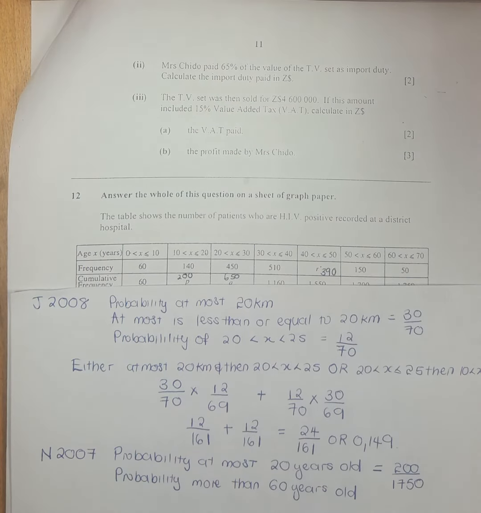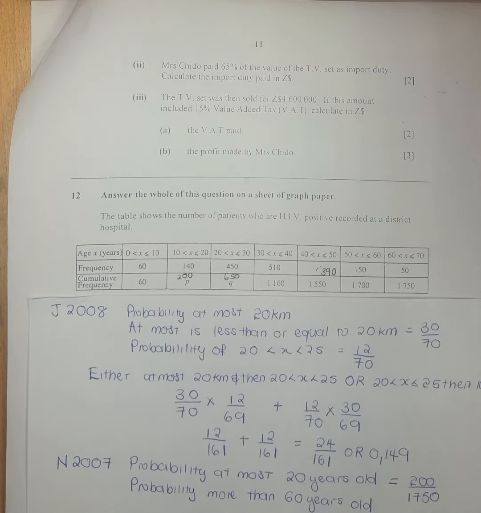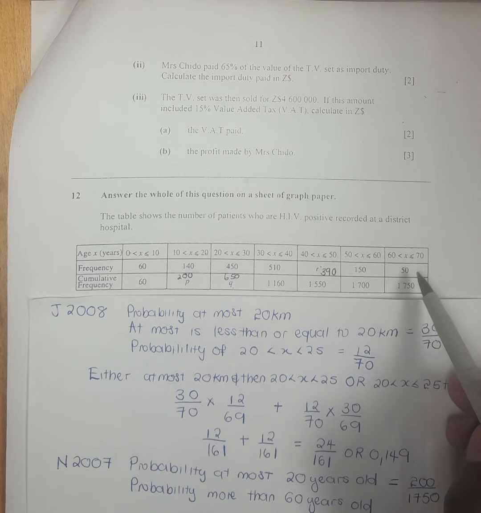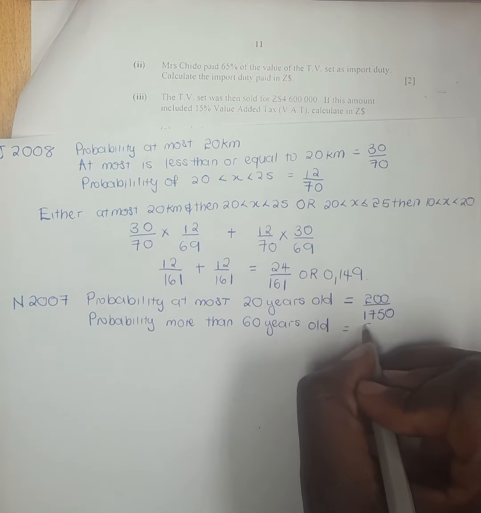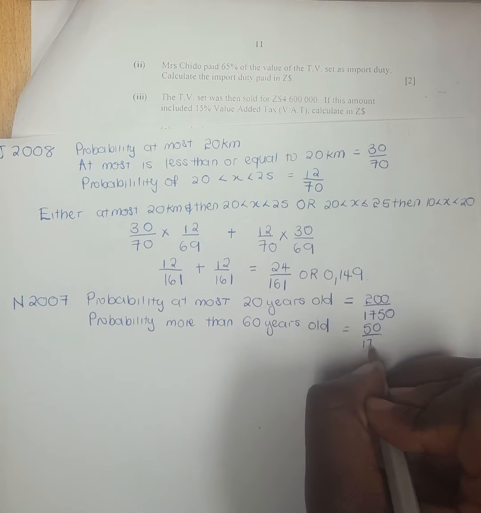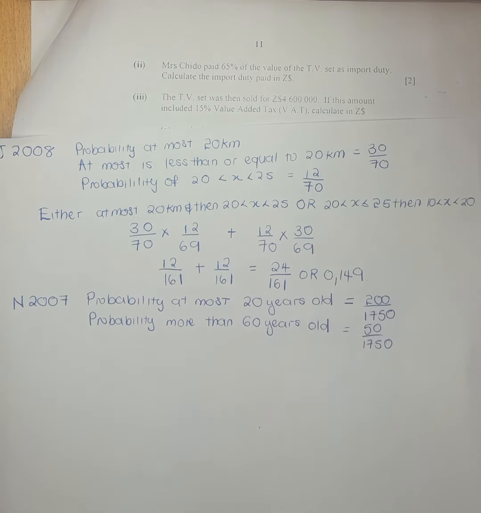Next, we want to find the probability of more than 60 years old. Here it is 60 to 70. So we have 50 over 1,750. And then after that, we are forced to make a choice. Either we are going to first select the one that is at most 20 years old and then select the one patient who is more than 60 years old. Or we are going to first select more than 60 years old and then at most 20 years old.